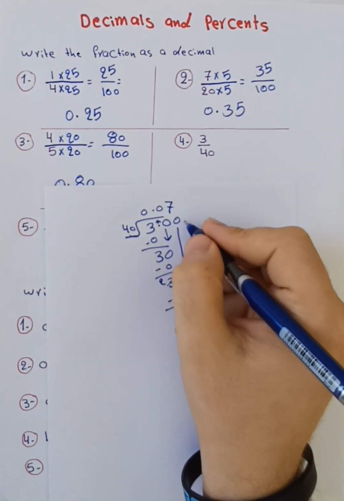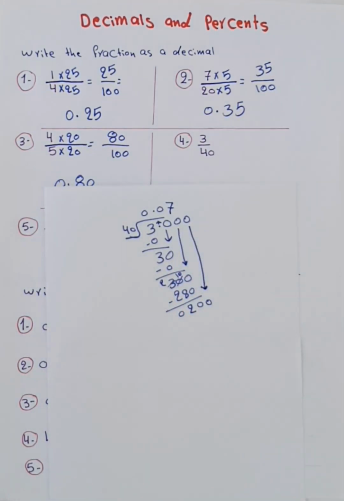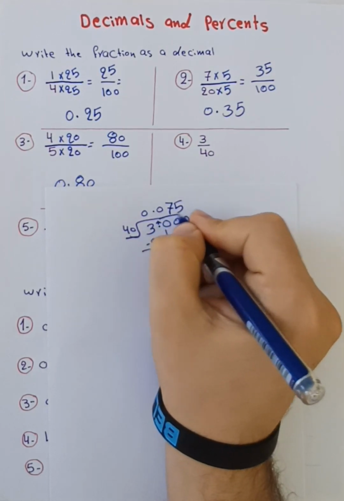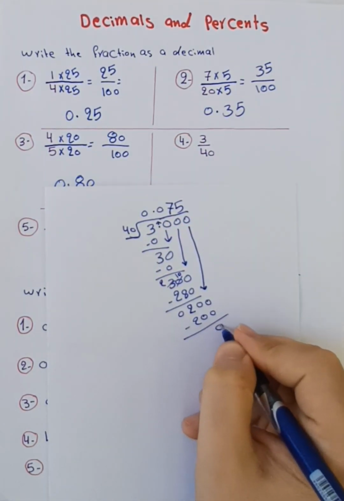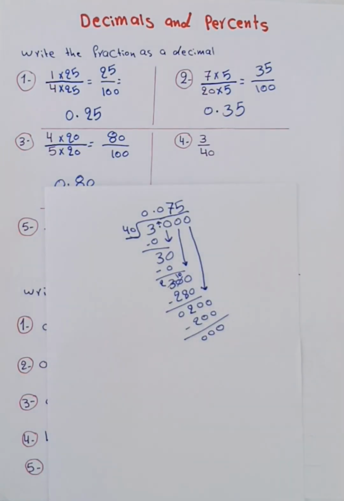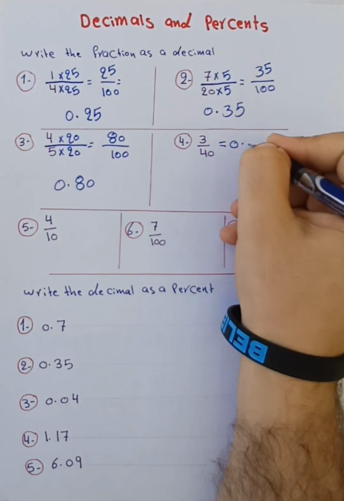After that, you have to write another 0 and bring it down. You have 200. 200 divided by 40 equals 5. 5 times 40 equals 200. And 200 minus 200 equals 0. So the decimal number for 3 out of 40 is 0.075.